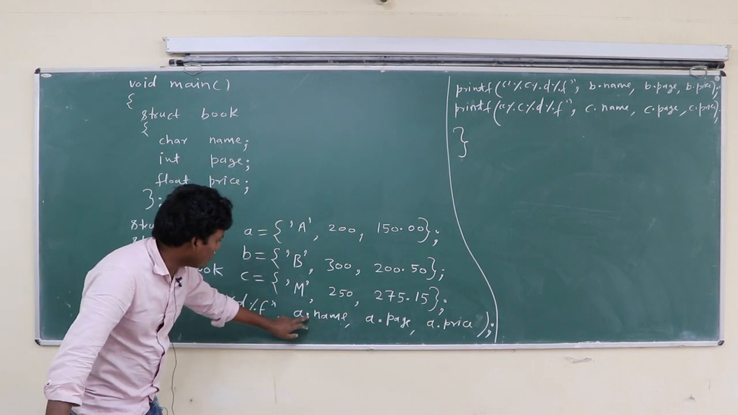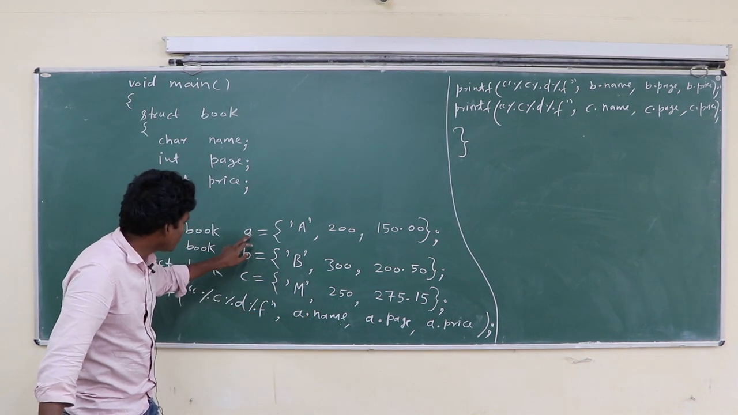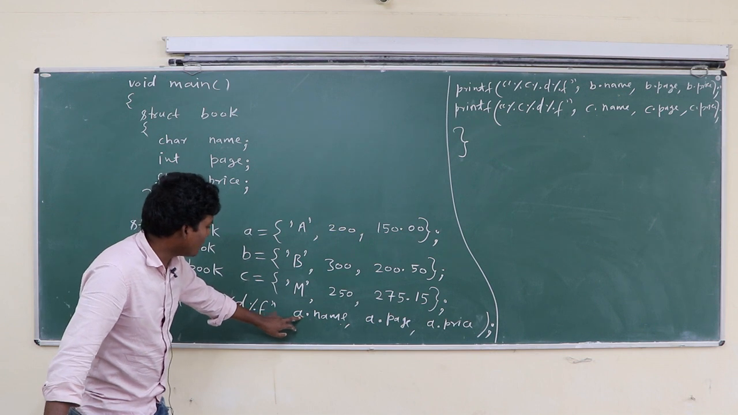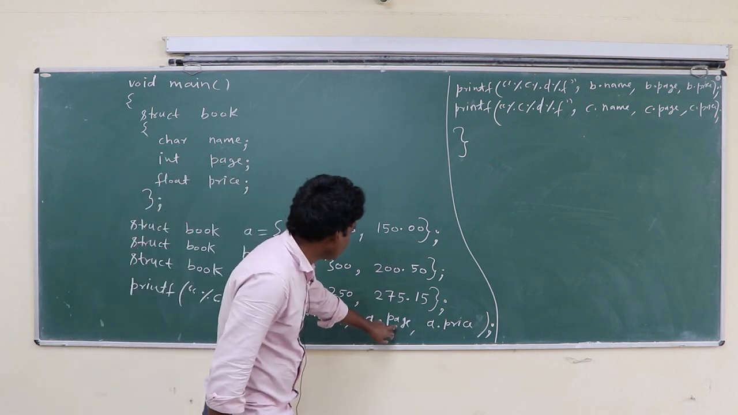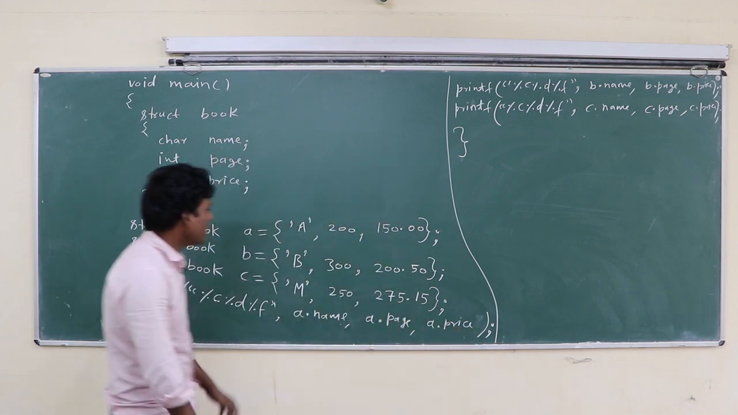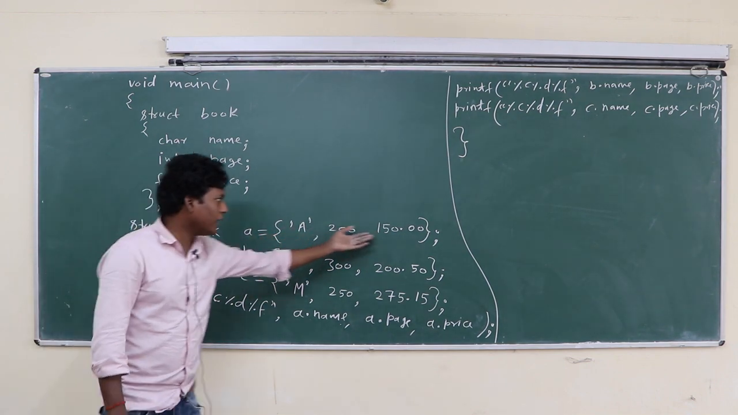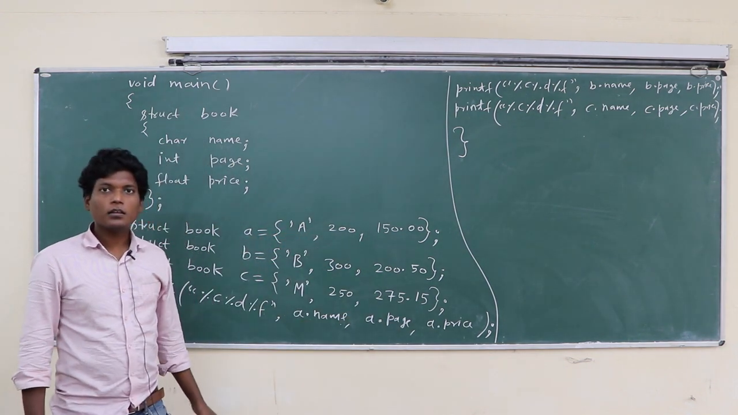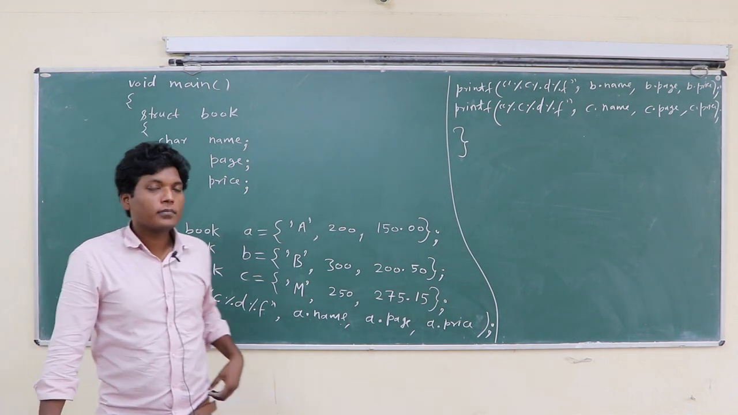A.name, dot is the operator here, A is the structure variable. So structure variable dot structure element. In this way we can access all three elements and this will be printed here. Okay class, so this is a program.